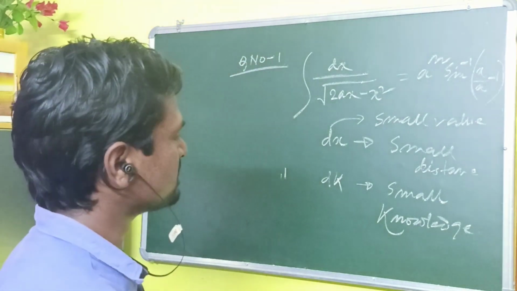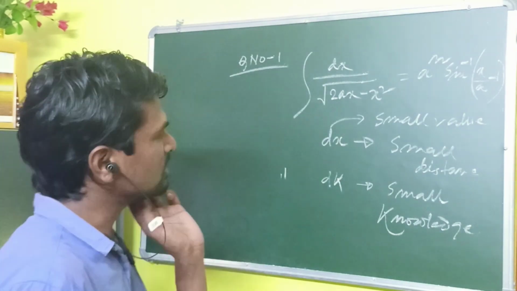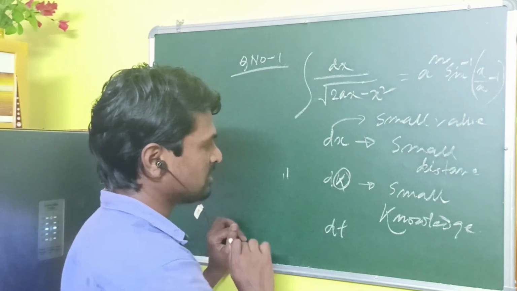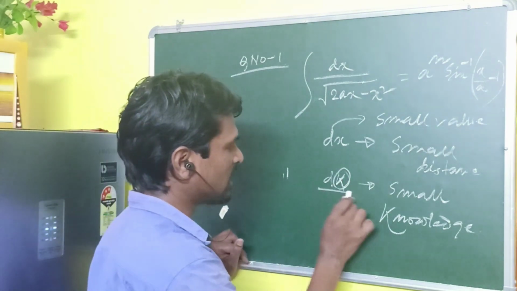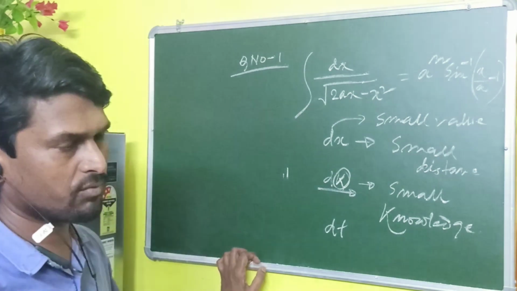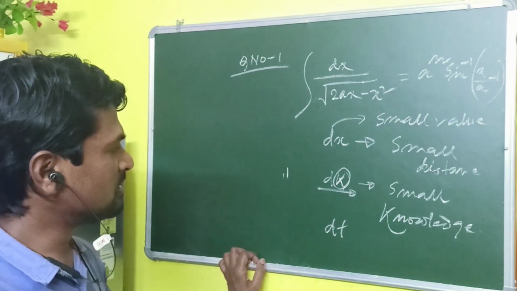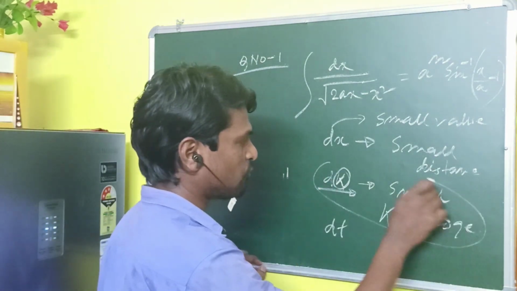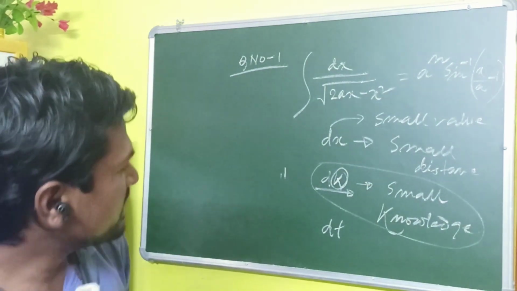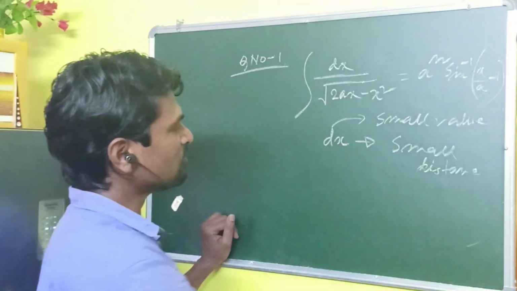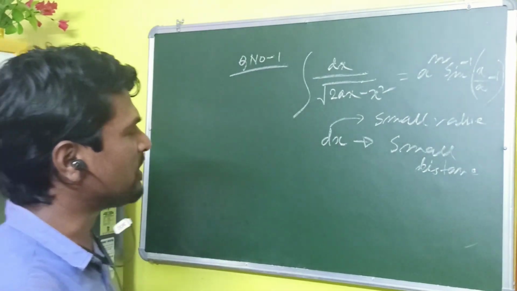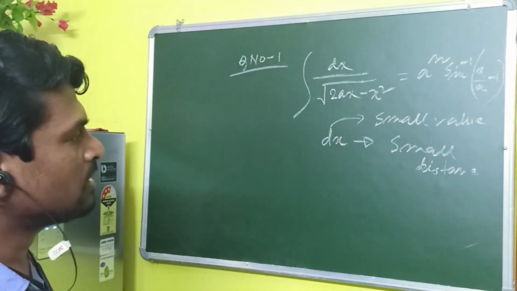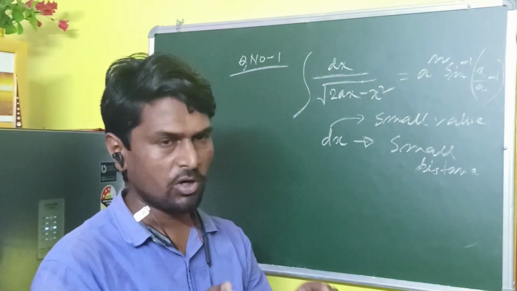So dk means a small knowledge, dx a small distance, and dt a small time, but knowledge is not a physical quantity; it is not measurable. As for example, dt is a small time. So wherever you see d written, whether it is dx or dt or dv or du, you can think that this is a small value.